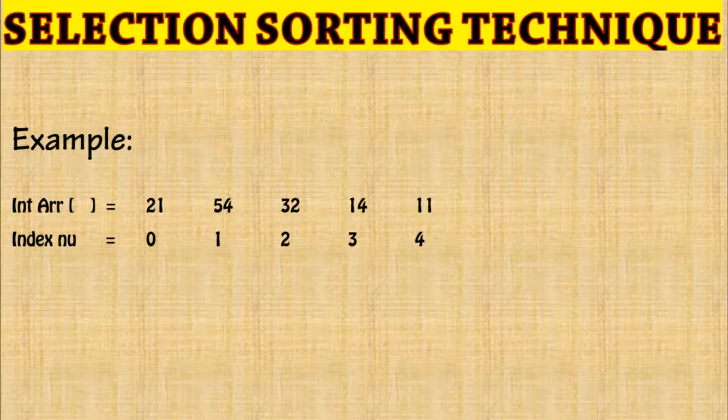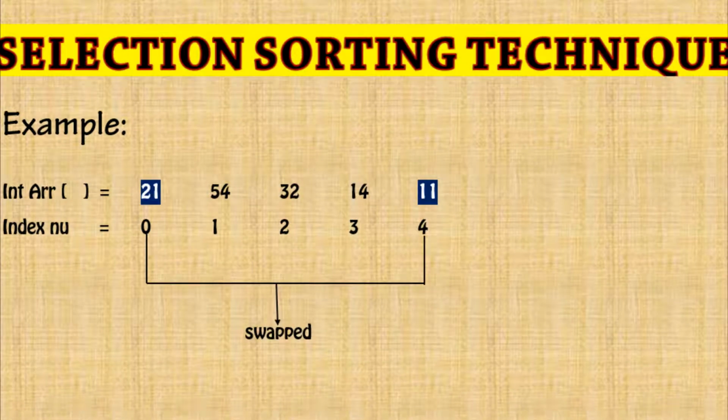For example, consider this array. Let us imagine that it needs to get sorted in ascending order. In this technique, it will search for the least value of that array in the beginning and swap it with the value of the first index. So we have 11 as the least number at index number 4. So the value at index number 4 and the value at index number 0 will get swapped here.